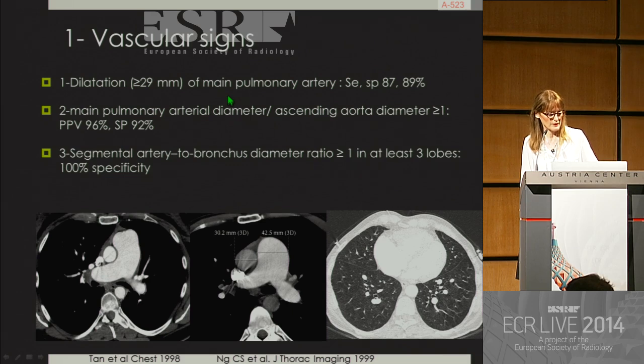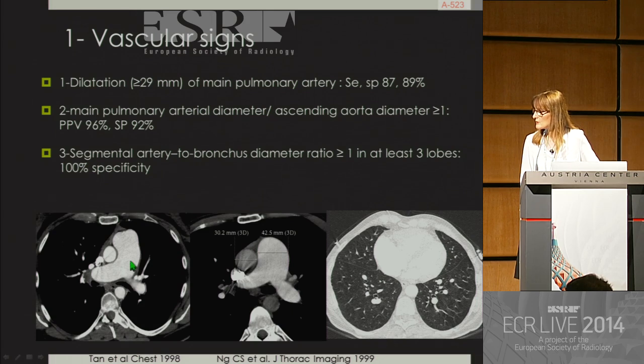Dilatation of the main pulmonary artery has sensitivity and specificity ranging from 87 to 89%, and it starts with a value of 29 millimeters. The second sign is an increased ratio between the main pulmonary arterial diameter to that of the ascending aorta, and I think that this sign is mostly useful in a young patient, meaning before 50 years old. And the third sign is an increased segmental artery to bronchus diameter ratio in at least 3 lobes.